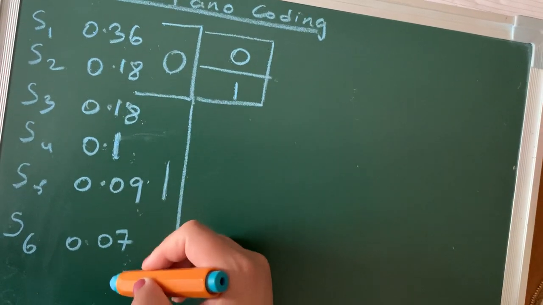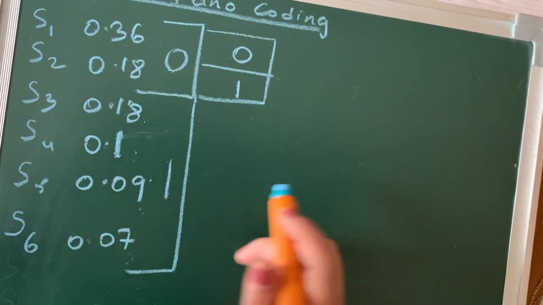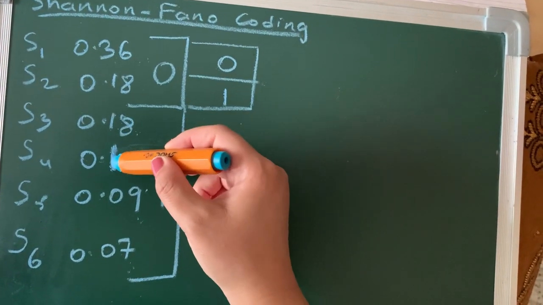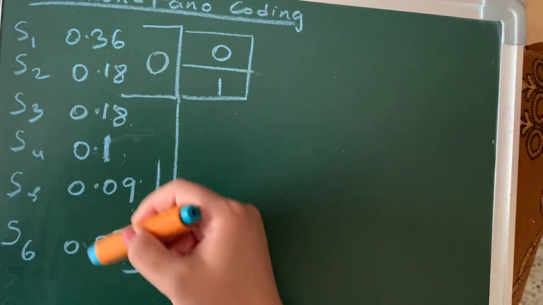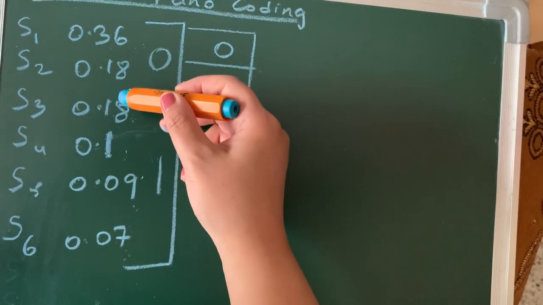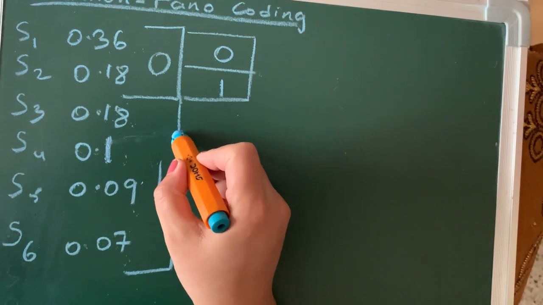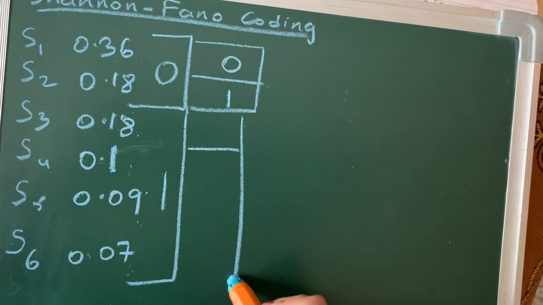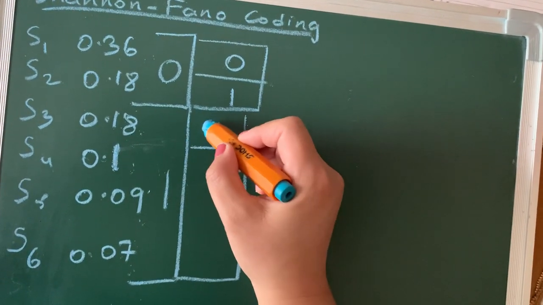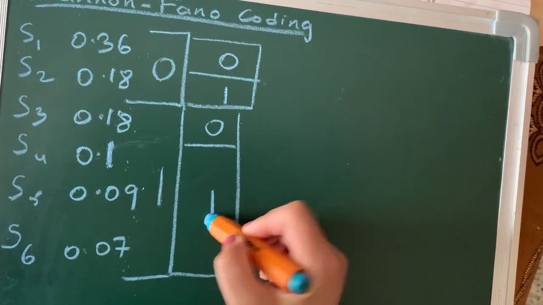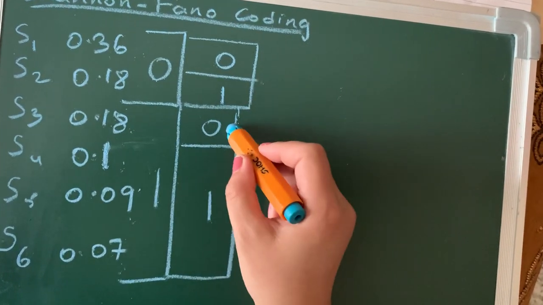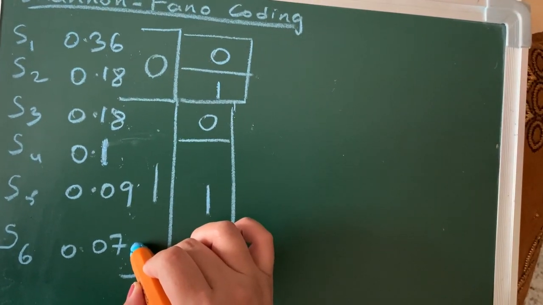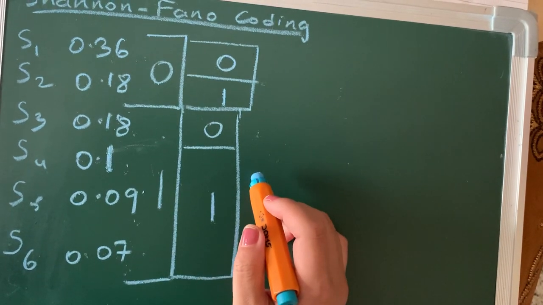Similarly, we need to divide the other group again into two more groups. So I would look at the sum of these. If I divide at this point, the sum becomes a bit more than 0.18, so I am going to divide this into two groups. I give a 0 to the first group and a 1 to the second. With this group we are done, because this is a single member group. In the other, we see that again this can be divided into two groups.